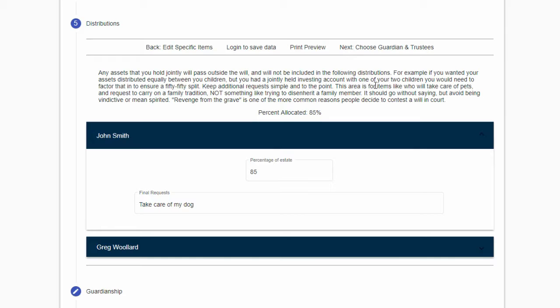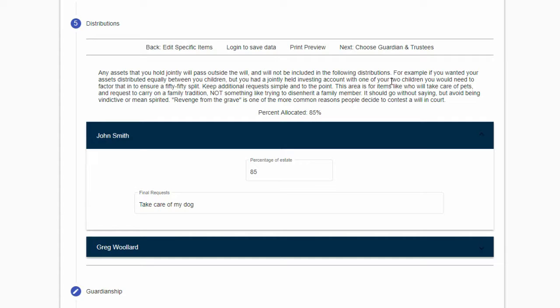So there are some key points here that you might want to look at when you're actually going through. It is important to note that you really should never try and do a revenge from the grave kind of thing when it comes to distributions. It's more common with dollar amounts, where someone might say, oh, I'm going to leave this person $1 as a way of kind of giving them a finger from the grave. And it is a terrible idea. It is one of the most common reasons that wills are disputed and issues arise in court.